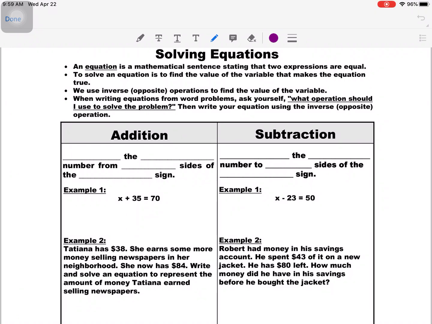Hey guys, we're solving equations today. You're going to have a two-part video. The first section is going to be on addition and subtraction, and the second section is going to be on multiplication and division. So let's get started.